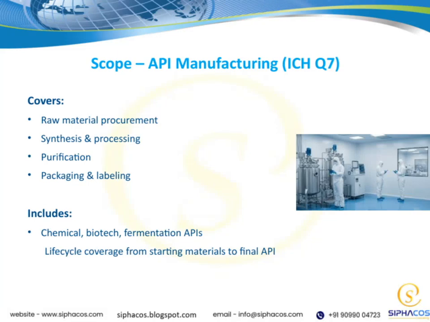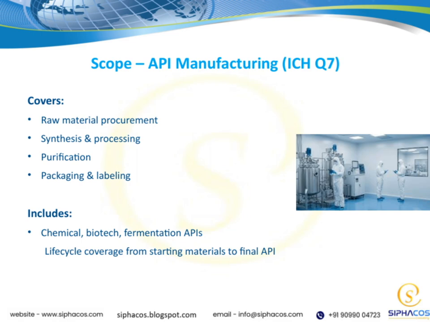Let's take a closer look at the scope of API manufacturing according to ICH Q7. This slide highlights the key areas that our quality standards cover. First, we have raw material procurement, which is the foundation of any quality API. Ensuring we source high-quality starting materials is essential for the entire process.